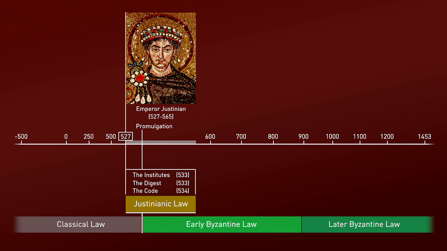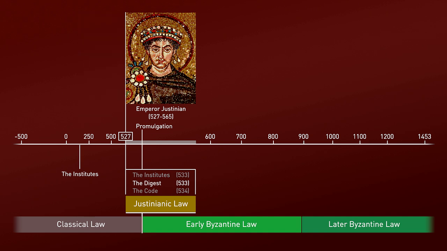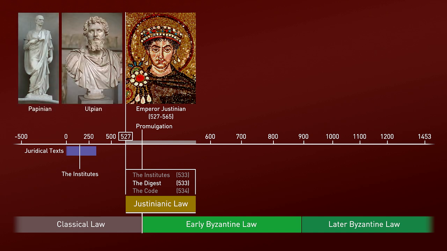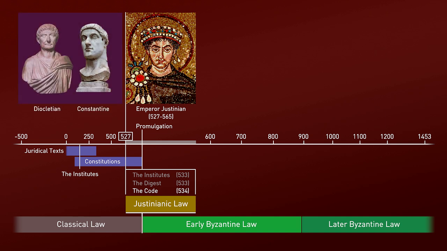These editions were written in Latin. The Institutes, an introduction to law, were based on the Institutes of the 2nd century jurist Gaius. The Digest contains a part of the classical Roman law which was preserved through excerpted juridical texts from the beginning of our era until the end of the 3rd century. Some texts were written, for example, by Papinian and Ulpian. The Code consists of constitutions dating from the 2nd to the 6th century. These constitutions were issued, for example, by Emperors Diocletian and Constantine.